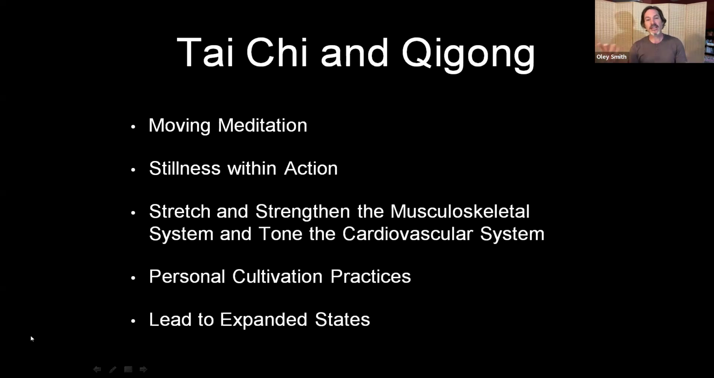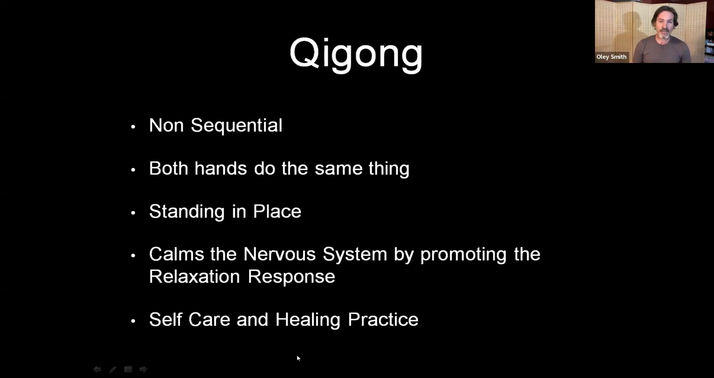Then going into things that are specific about Qigong, on the next slide, Qigong is typically non-sequential, meaning that you could do one move, like flowing motion, forever, for as long as you want. Of course there are always exceptions to the rule, but Qigong generally is non-sequential. There's not an order, and not a set number of times you do certain things. Both hands are generally doing the same thing. We're often standing in place. The Qigong benefit really comes from this relaxation response, and that's how we get the telomere rehabilitation. That's how we calm the sympathetic nervous system and stimulate the parasympathetic nervous system. It's really thought of as a self-care and healing practice.